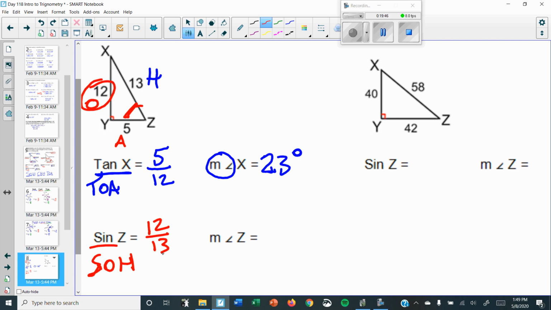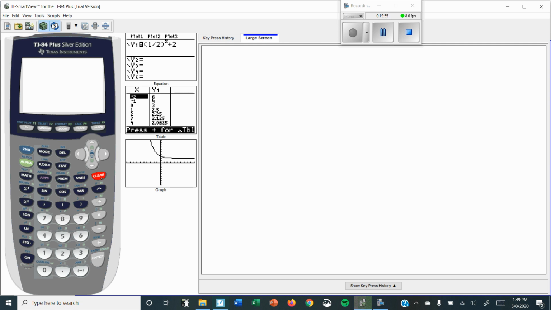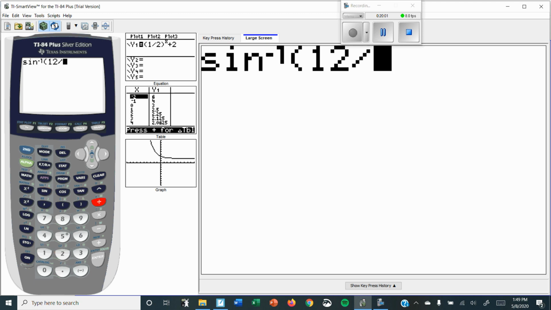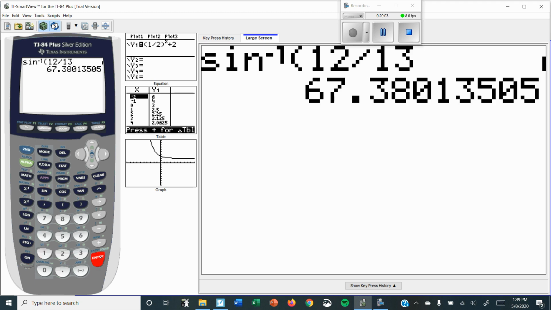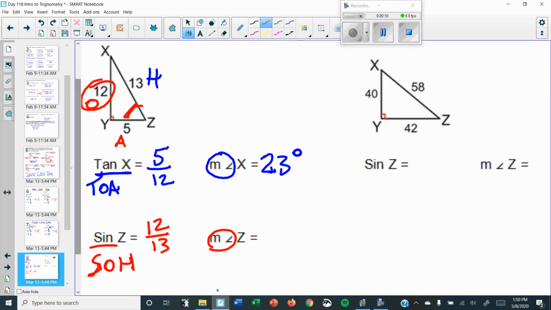Now to find the measure of the angle of z, here we go. Go to the calculator. We're using sine. But remember, when you want to find an angle, you press second whatever they're talking about. So second sine, 12 divided by 13. And you get 67 degrees. And there it is.